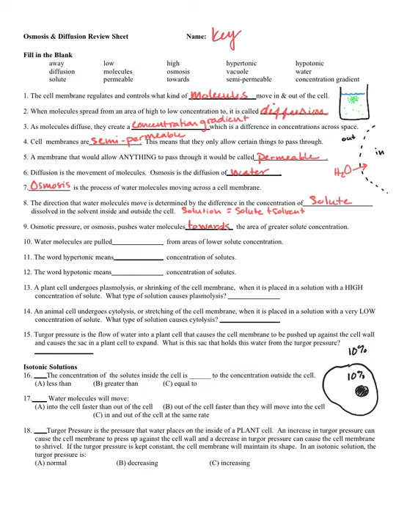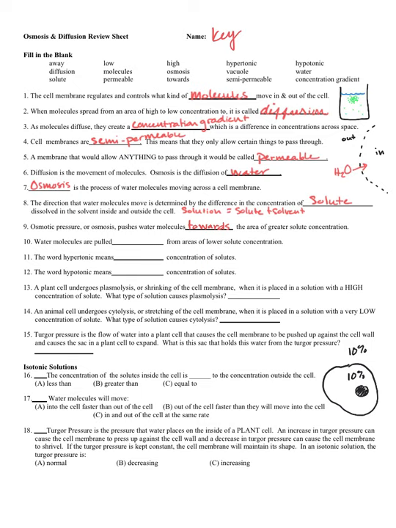Next, we're going to talk about the different ionic solutions. So remember, there's isotonic, hypotonic, and hypertonic solutions. And so we'll talk about each of those three types over the next several questions. We'll start with isotonic solutions.